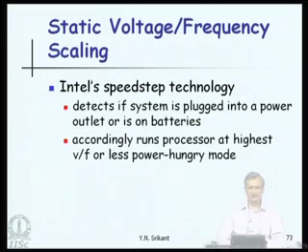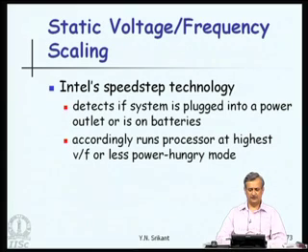So, we will look at static voltage scaling, which implies we change the voltage of the CPU right in the beginning of running the program, and we do not change it during the running of the program itself. There is Intel's SpeedStep technology, which detects if the system is plugged into a power outlet or is on batteries, and accordingly runs the processor at highest voltage and frequency or in a less power hungry mode. Thereby, using less voltage and frequency, it actually saves battery power.